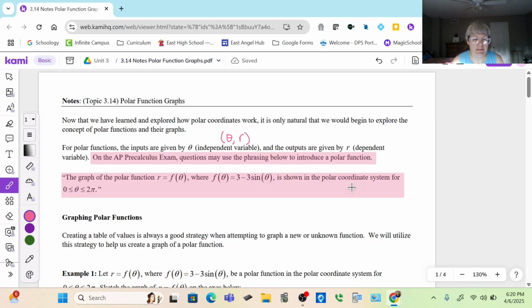On the AP exam, you might see the following type of phrasing to introduce a polar function. The graph of the polar function r equals f of theta, where f of theta equals 3 minus 3 sine theta, is shown in the polar coordinate system for 0 less than or equal to theta less than or equal to 2 pi. So you're generally going to be given some domain restrictions because, of course, it's periodic.